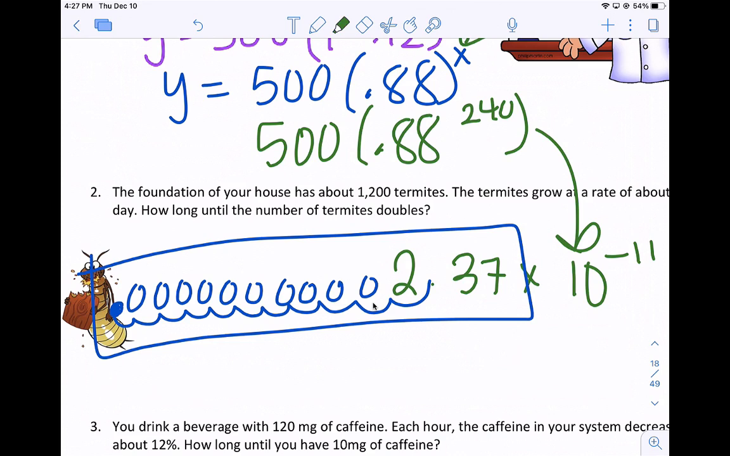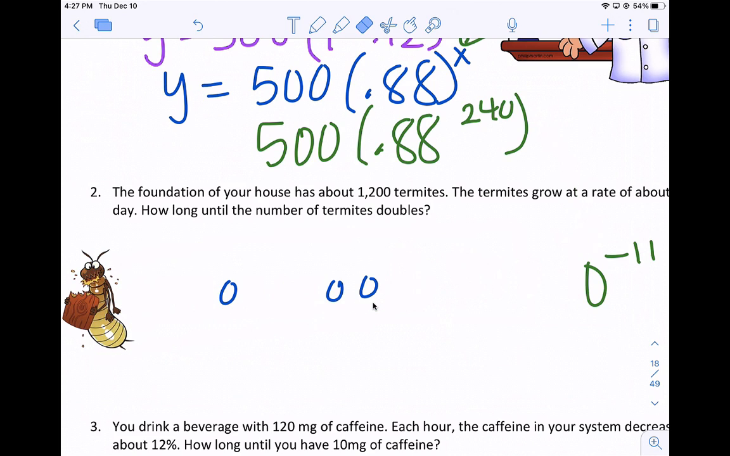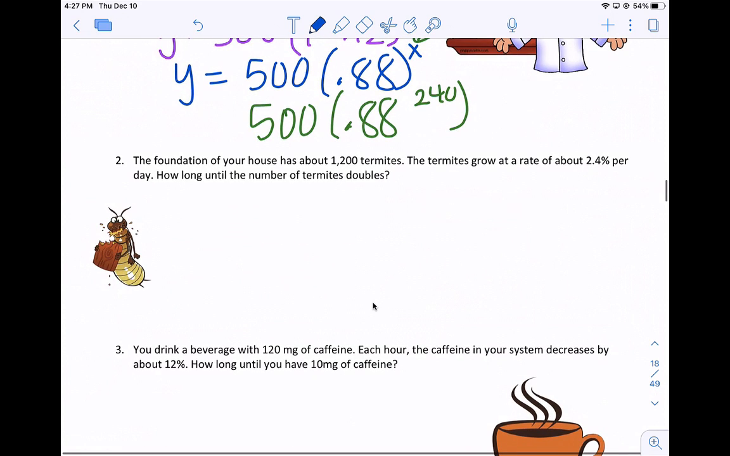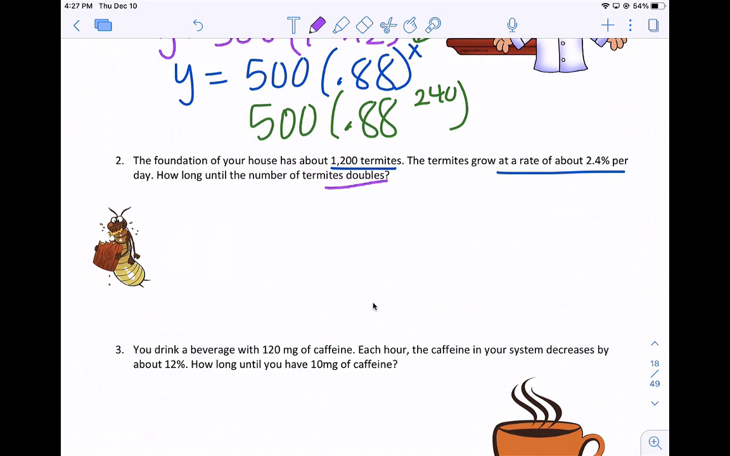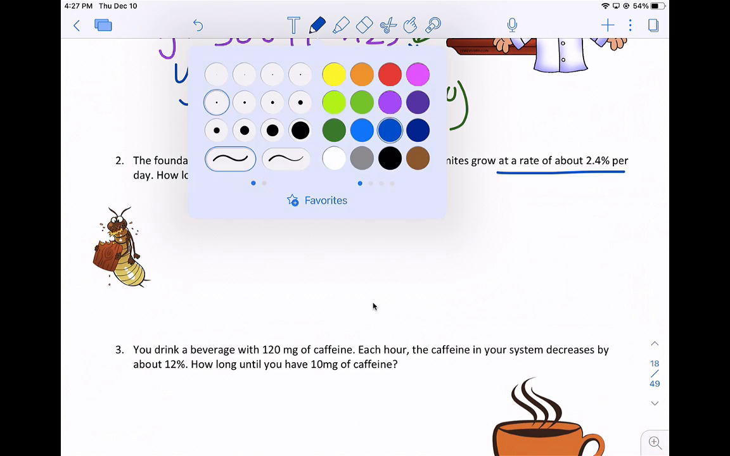Okay, let's try the second example. I'm going to erase this. So this says the foundation of your house has 1,200 termites. The termites grow at a rate of 2.4% per day. How long until the number of termites doubles? All right, so here we're starting with 1,200 termites.